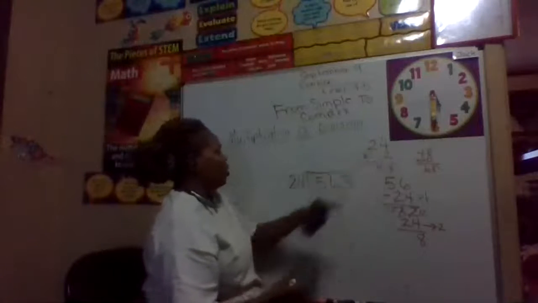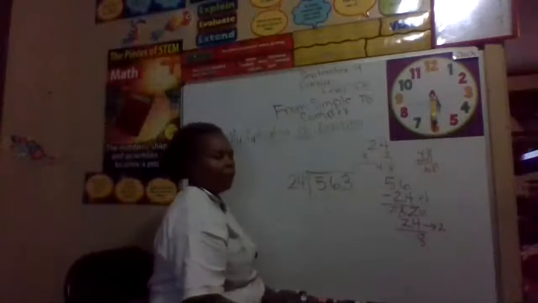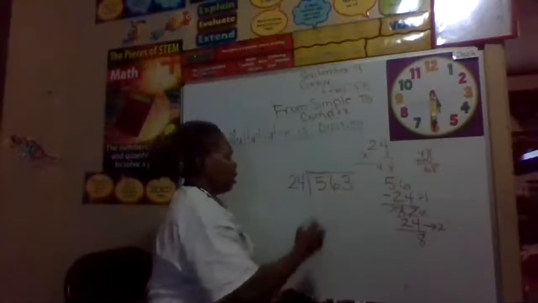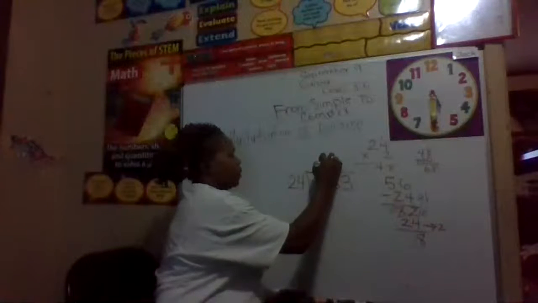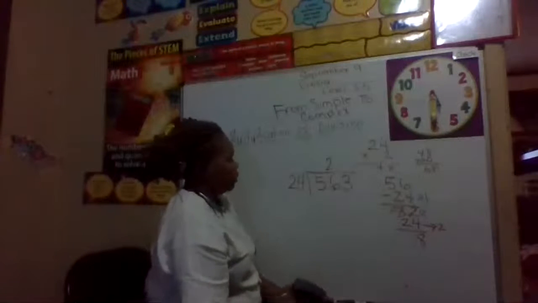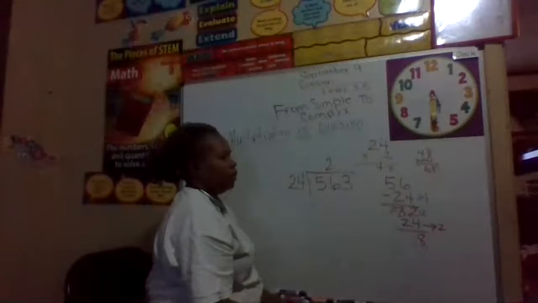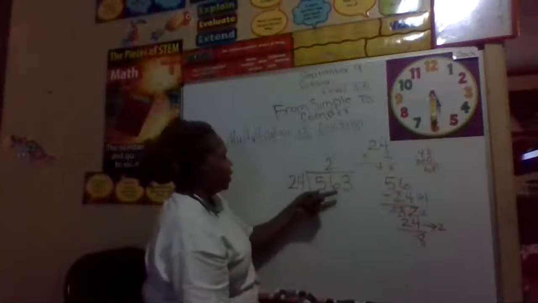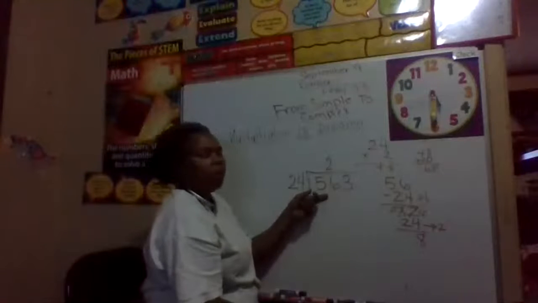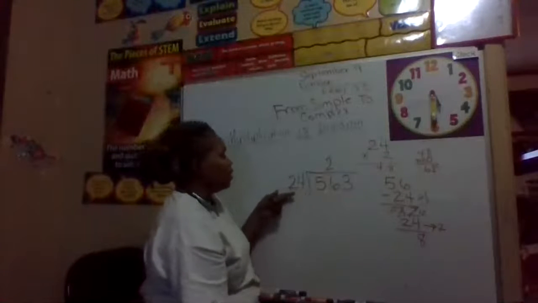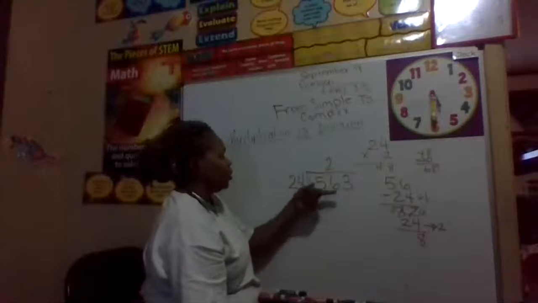So we're going to do 2. Now, where does the 2 go? The 2 goes on top of the 6. Why? Because we're dividing into the tens place. The hundreds place wasn't enough, so we had to divide the 2 numbers into the 2 numbers.